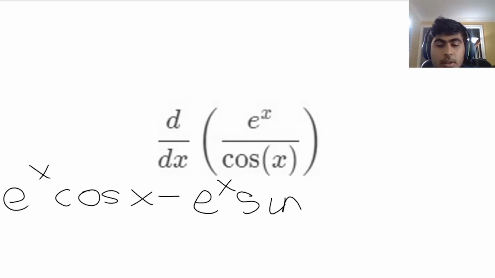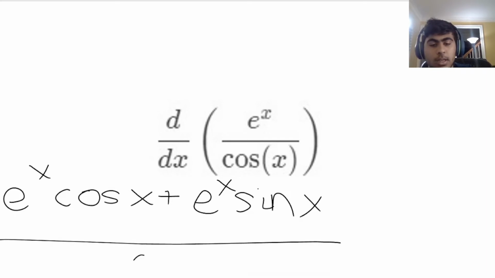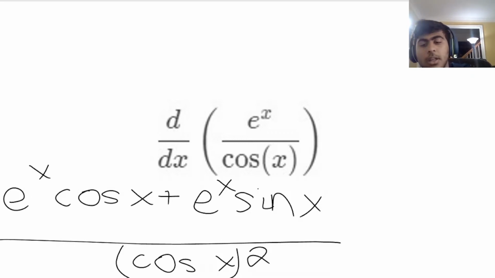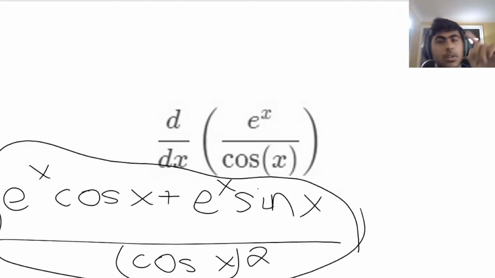So that would make it like that, right? Because we multiply by negative to make that positive, and then we multiply by sine x. So plus sine x. And that would be divided by cos x, the original function in the denominator, squared. And this is our derivative. Let's keep going.